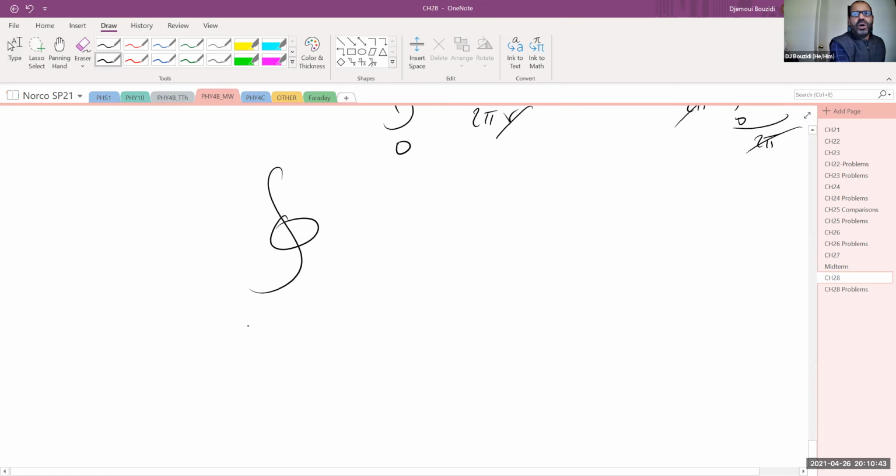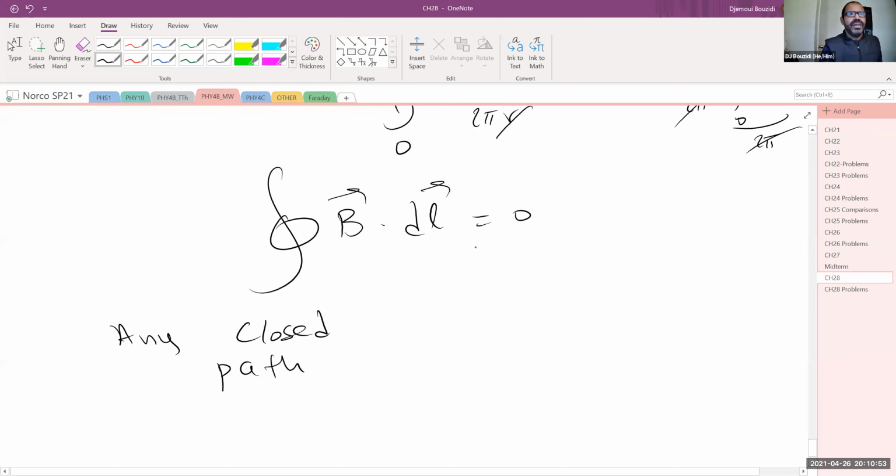So in any closed path now, doesn't have to be a circle, any closed path, the integral of B dot dL is going to be equal to 0. I'm sorry, not 0, mu naught I, where I is the current enclosed by that path. So this current in here is enclosed by the path. So this result holds regardless now of the shape.